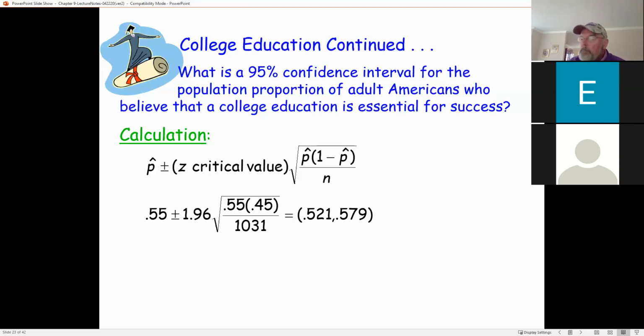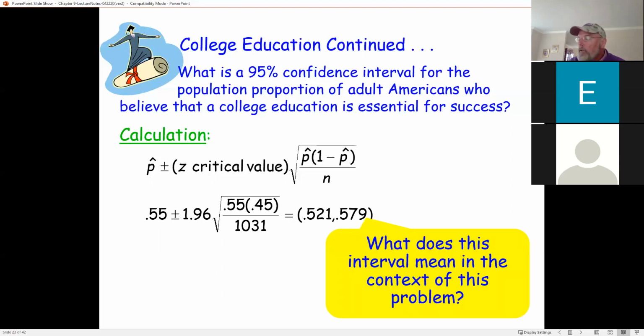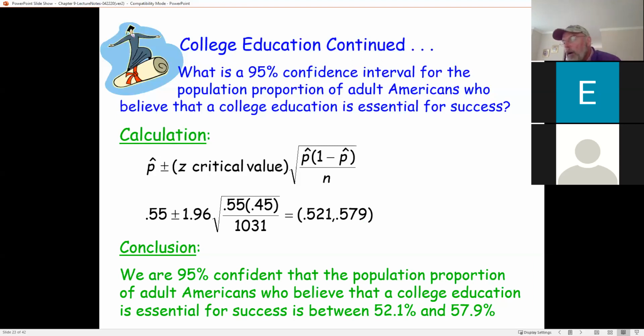Okay. So what does this interval mean in the context of the problem? We are 95% confident that the population proportion of adult Americans who believe that a college education is essential for success is between 52.1% at the low end and 57.9% on the high end. So here is our confidence interval given these conditions.